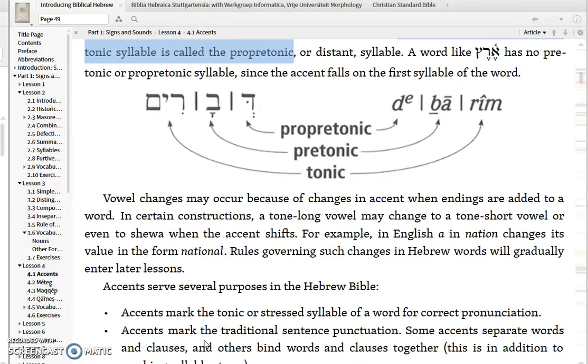Now, vowel changes may occur when the accent moves forward. In this case you started off with a kamatz under the dalet, the accent moved forward because you added a plural ending, and this syllable became propretonic, and there's a rule that propretonic kamatz reduces to shva, and that's what's happened here. And so it's good to know the tonic, the pretonic, and propretonic syllables because of some of those rules.